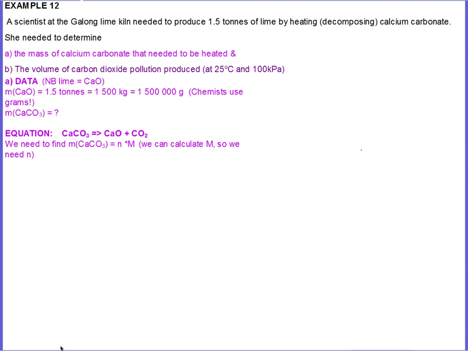The next thing, the overall goal of our question, is to find the mass of calcium carbonate. And we've got an equation for that. Mass of any chemical is number of moles times molar mass. We can easily find the molar mass of calcium carbonate, but we don't know the number of moles yet. So we need to find the number of moles of calcium carbonate before we can calculate its mass. And that's where this mole ratio thing comes in. We can find the moles of calcium oxide because they've given us some data. Then we can use that mole ratio to calculate the number of moles of calcium carbonate, and from that we can calculate the mass of calcium carbonate.